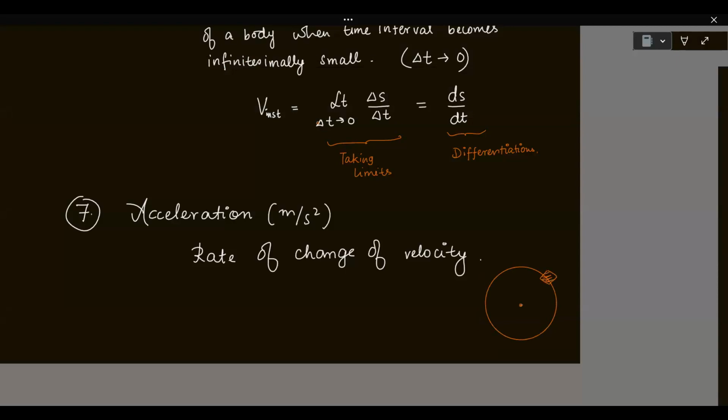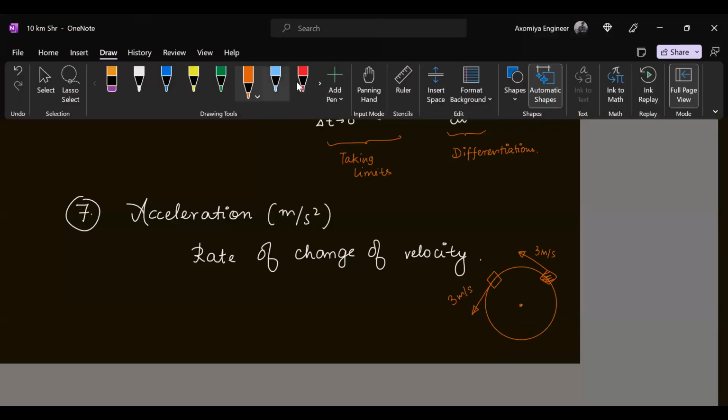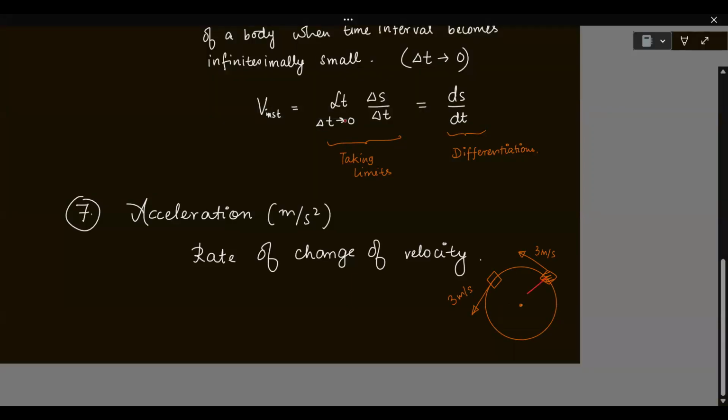If a body is moving in a circular motion with a constant speed, let's say 3 meters per second, the body will do so, but as it reaches here, you will see that the velocity of the body has now changed. It is 3 meters per second, but it is pointing in a different direction. So it's a different velocity. That means there has to be an acceleration that is causing a change in the velocity, and that acceleration actually acts towards the center. Every body which is moving in a circular motion has an acceleration towards the center, and that is known as centripetal acceleration.